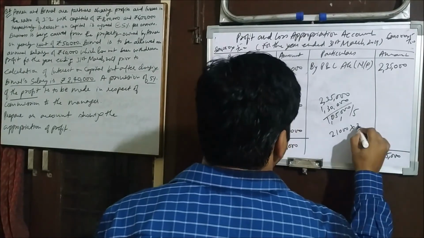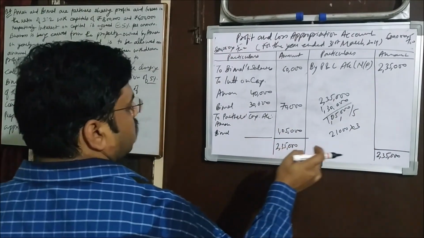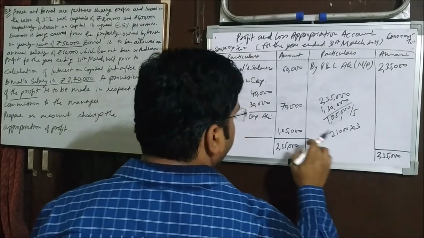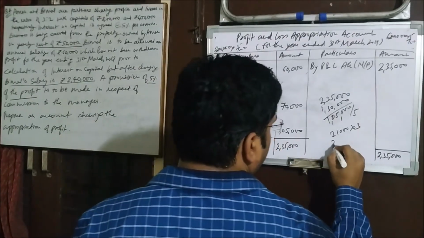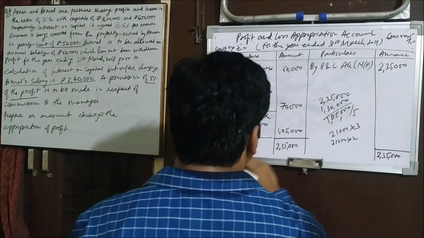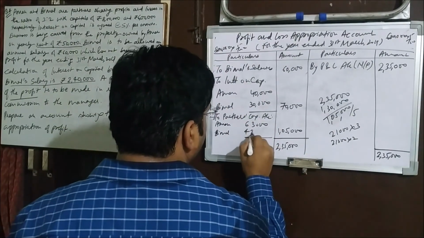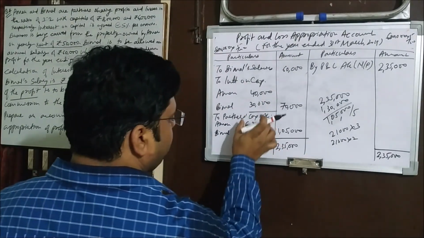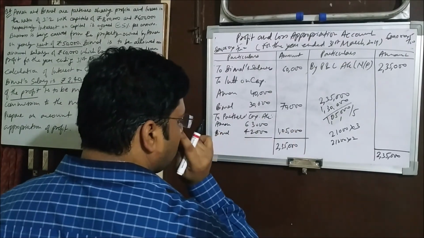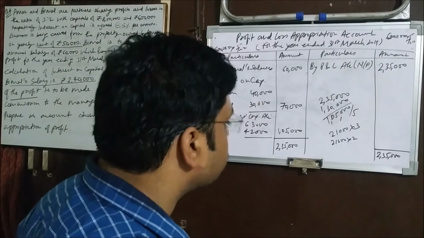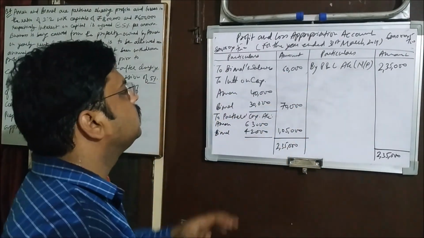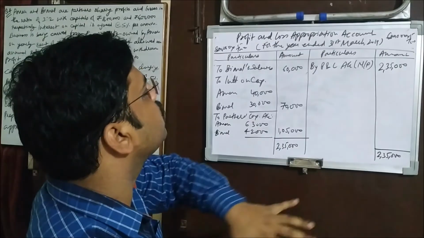So very first we'll divide it by 5, and then we'll multiply it by 3 for Aman. That is 63,000. And we'll multiply by 2 for Vimal. That is 42,000. You can cross verify. After totaling this, it should match with 1,05,000. It's matching, right? Okay, so our question is correct. You can have a look. Alright then, so this is the profit and loss appropriation account.